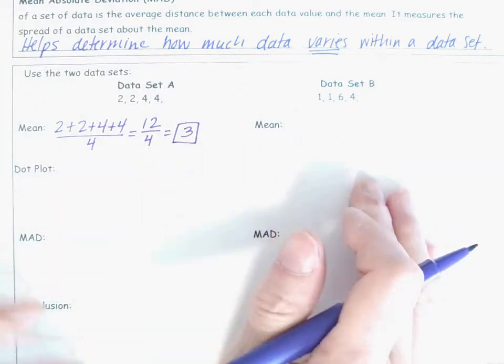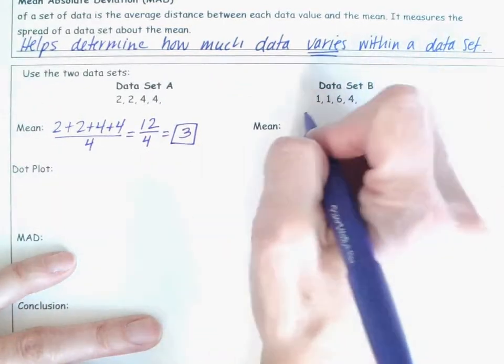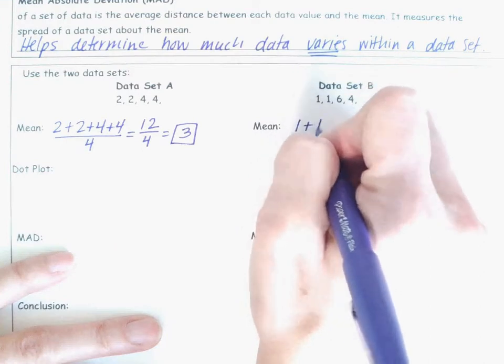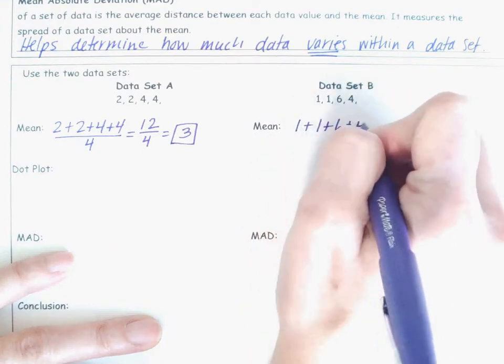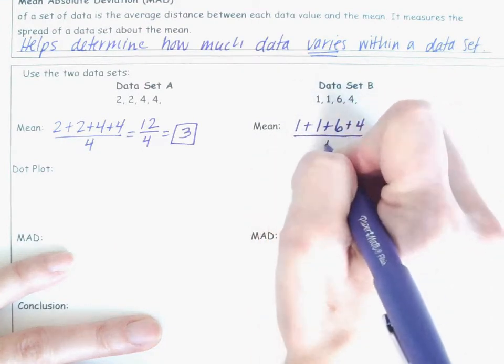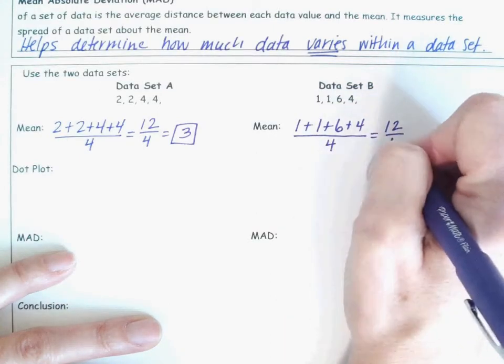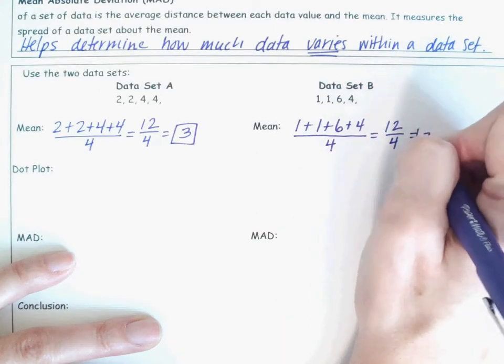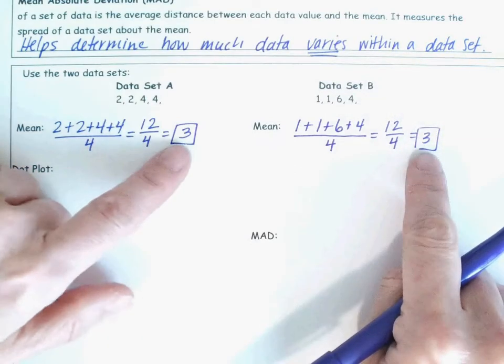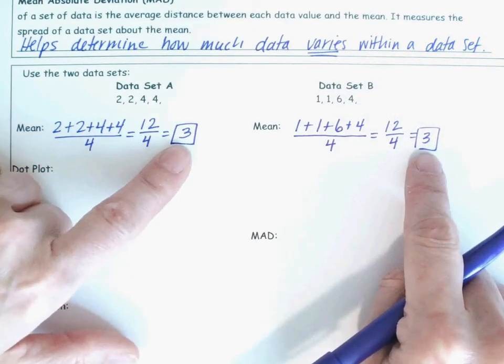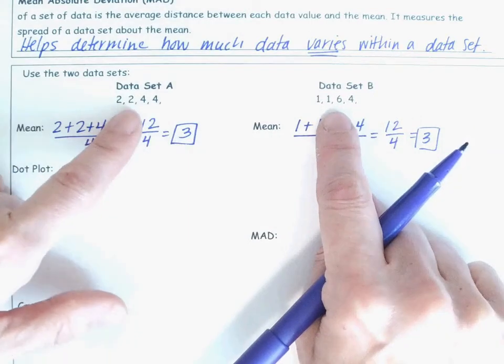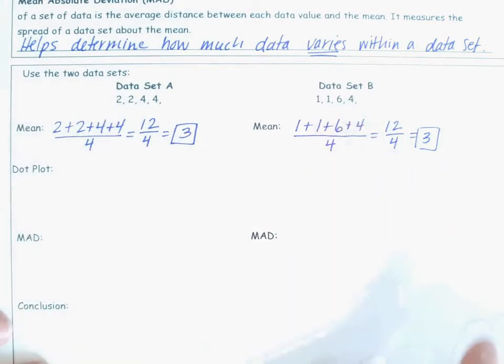Now I'm going to do data set B. Same thing, find the mean, we add all the elements together. We divide by how many elements there are, which is 4. When I add my numerator, I get 12. 12 divided by 4 is 3. Notice how my means are exactly the same, but I have different data sets.